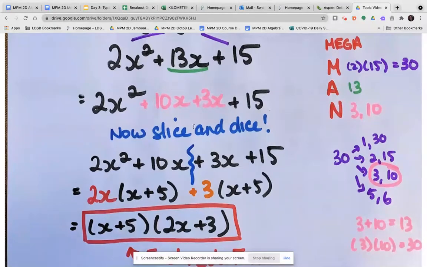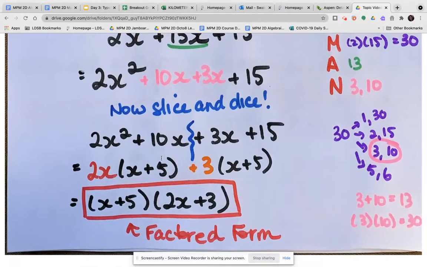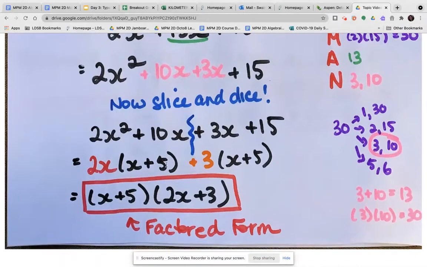So I'm going to slice it down the middle, and I'm going to focus on each side independently. When I look at 2x squared plus 10x, I'm going to find the greatest common factor here, which is 2x. That leaves me with x plus 5 left over. And on the right side, 3x plus 15, the greatest common factor is 3, so I'm going to factor out 3. That leaves me with x plus 5 as my other factor. And this works out perfectly because now I see an x plus 5 here and an x plus 5 here. I'm going to factor that out of both terms, and then I've got 2x plus 3 left over.